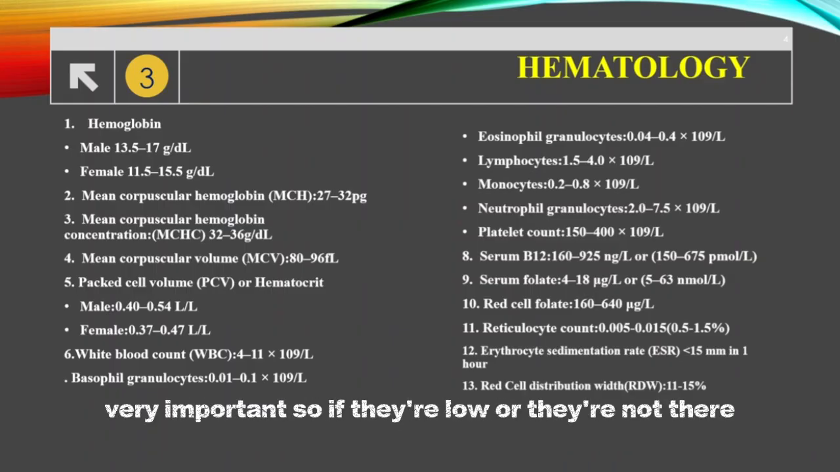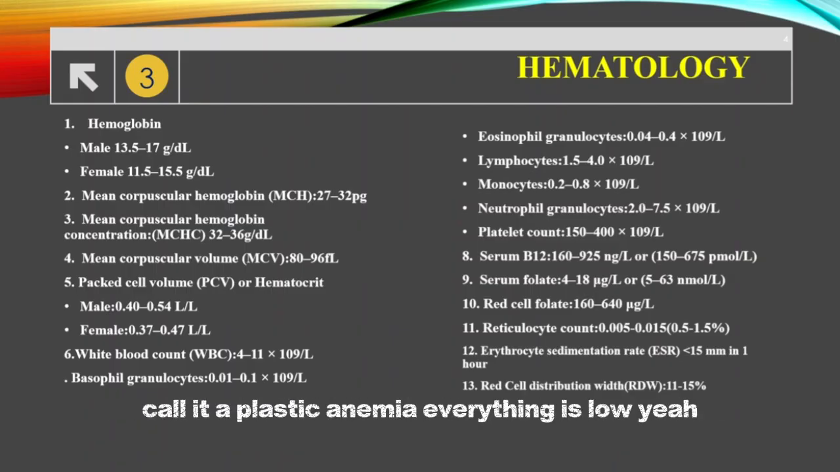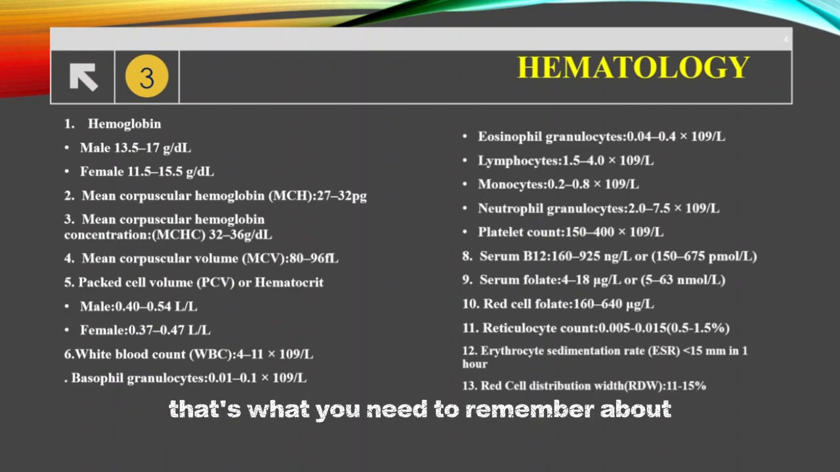Very, very important. So if they are low or they're not there, we call it aplastic anemia. Everything is low. Yeah, that's what you need to remember about reticulocyte count. And then we've got what is called ESR, erythrocyte sedimentation rate.